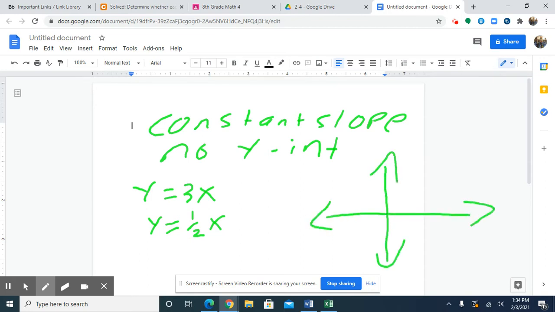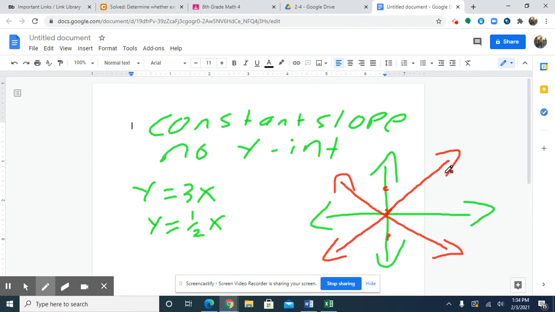If I were to graph a line, it would be something that goes right through the middle, just like that. It could be either positive or negative. And why does it matter that it goes through the middle? Because there is no y-intercept, so we're not going to start up here or down here or anything like that. We're always going to go through the middle.